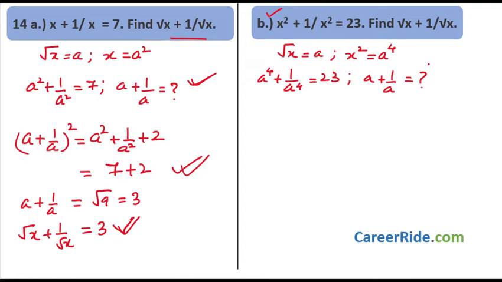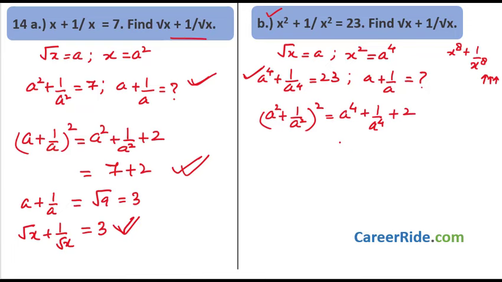Now if you remember the previous slide, we saw x to the power 8 plus 1 upon x to the power 8 when we were trying to find out. We went step by step. We escalated step by step, right? So now since we escalated step by step, we have to descend also step by step. Okay. So from here, a to the power 4 plus 1 upon a to the power 4 is equal to 23. Now let me first bring it to a square plus 1 upon a square. The whole square is equal to a to the power 4 plus 1 upon a to the power 4 plus 2, right? So this is equal to what? 23 plus 2, 25.